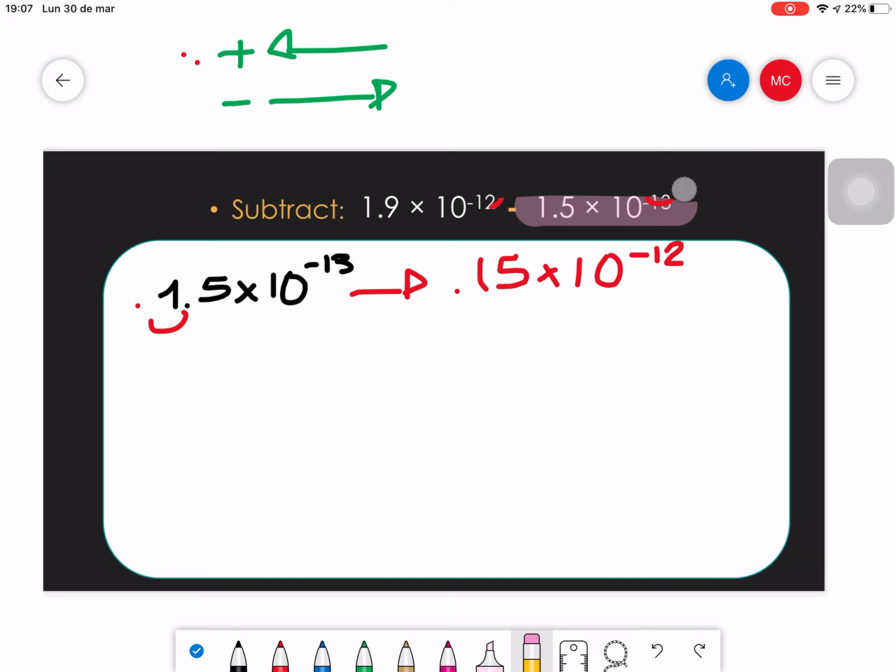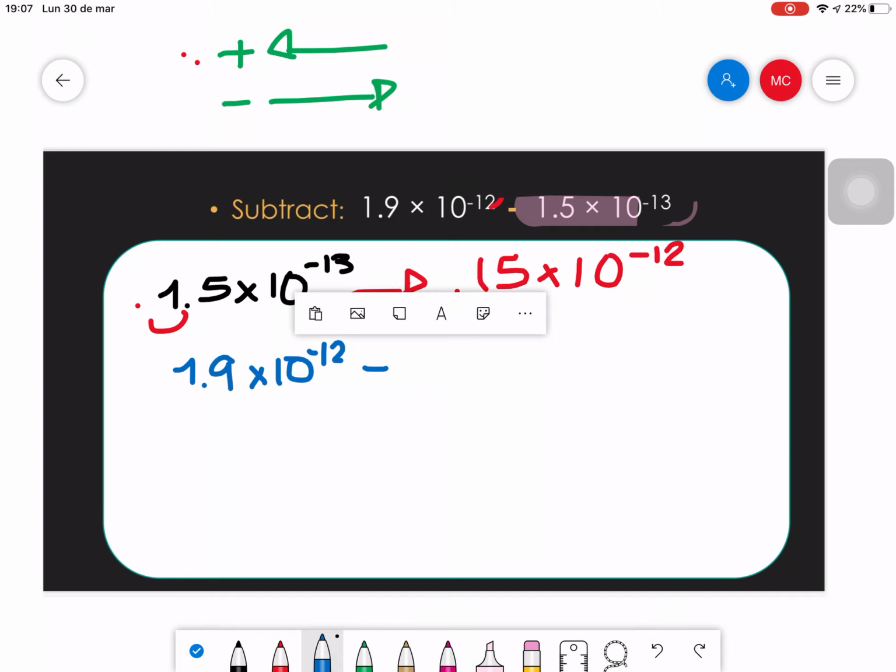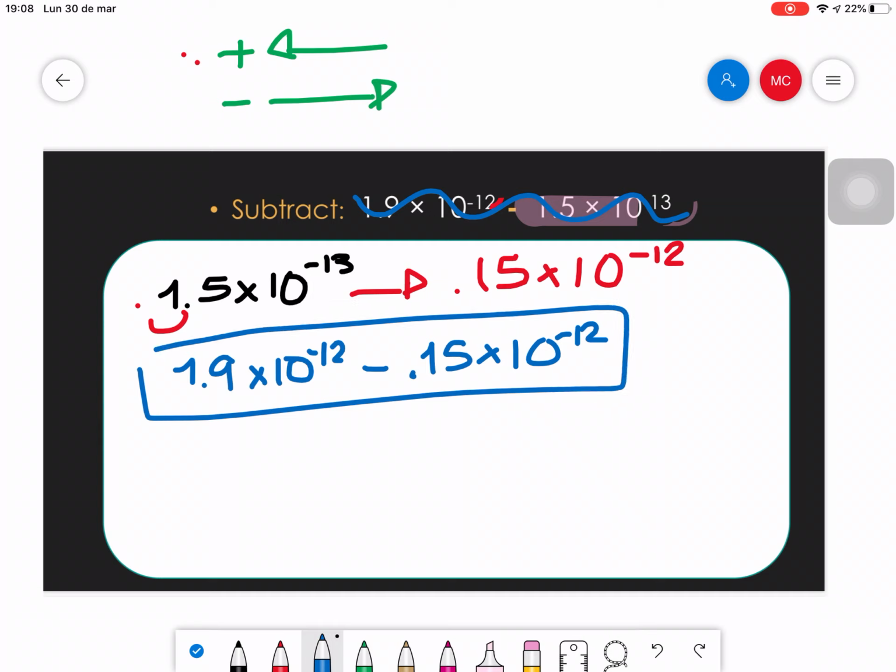¿Qué voy a hacer ahora? Voy a reescribir el problema. Let's rewrite it. 1.19 times 10 to the negative power of 12 minus 0.15 times 10 to the negative power of 12. This no longer exists, and this is what I care about, okay? This is what I need to solve.